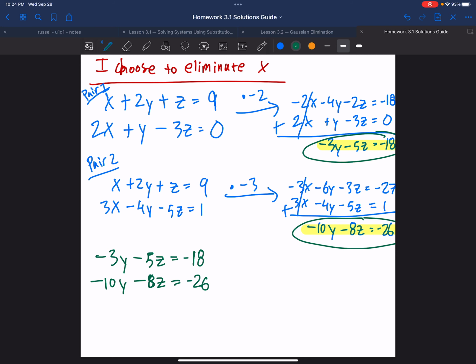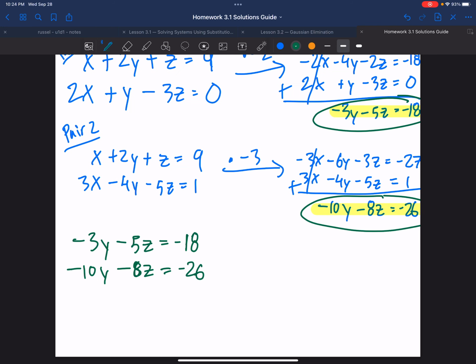Now I need to get these to match. And I'll admit, this part's kind of ugly. I actually preferred the first two steps over doing this next one. It's kind of hideous, but we'll do it. Let's eliminate y. So I'm going to multiply the top equation by 10.